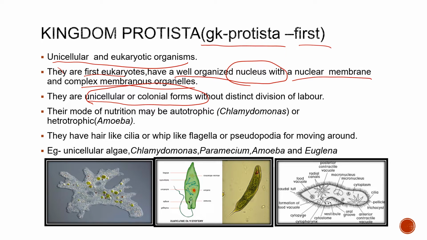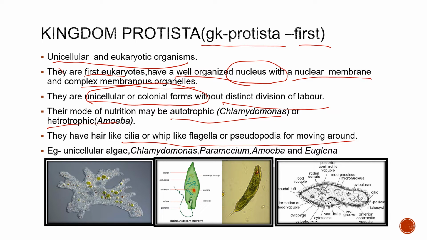So they stay in colonies without any distinct division of labor. And what is their mode of nutrition? They may be either autotrophic, that is, they may produce their own food, like Chlamydomonas, or they may be heterotrophic, like amoeba, that is, they depend on others for food. They have either cilia, whip-like flagella, or pseudopodia for moving around.